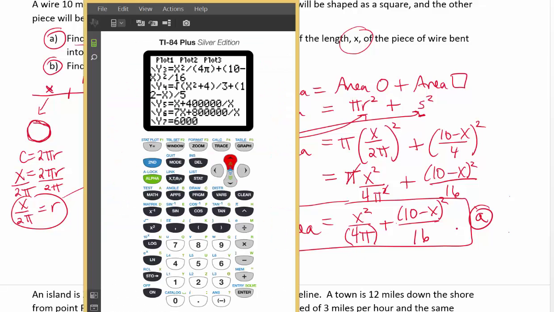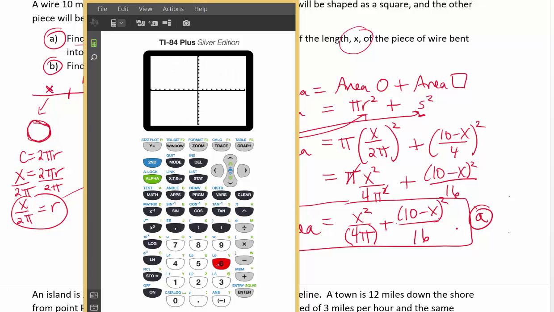So that's what I did up here. I've got x squared divided by parentheses 4 pi plus 10 minus x squared all over 16. So I want to turn that graph on. And let's start with the zoom standard to get a feel for what the graph looks like. And remember, we're trying to find the minimum. So as soon as you get a window where you can see that minimum, you're good. You don't have to do anything else. And I can see that there's a minimum right about here.